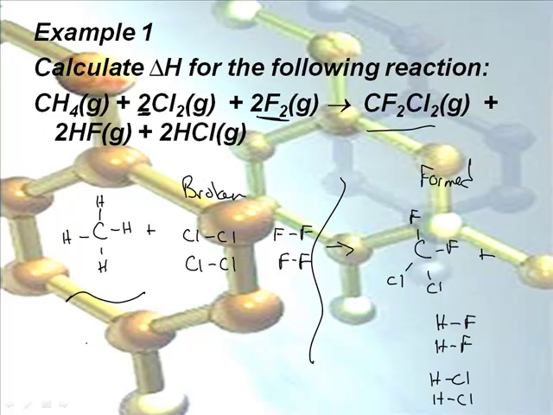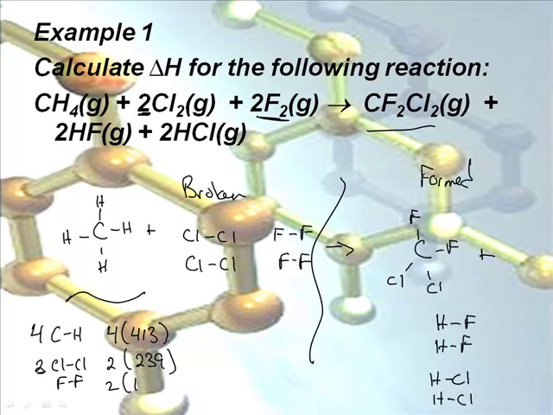Well, we'll just do it right here. I'm going to have 4 CH bonds right here. That means I'll take 4 of them times the value of a CH bond, 413 each. And then I've got 2 Cl bonds, so 2 of those, times 239 each. And then I have F bonds, 2 of those, at 154 each. And that's a total of 2438.